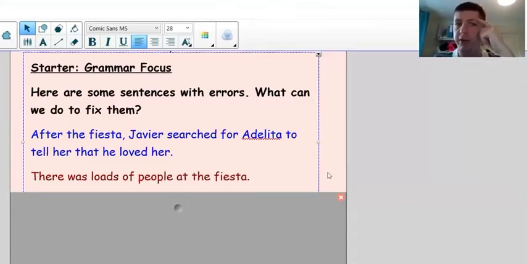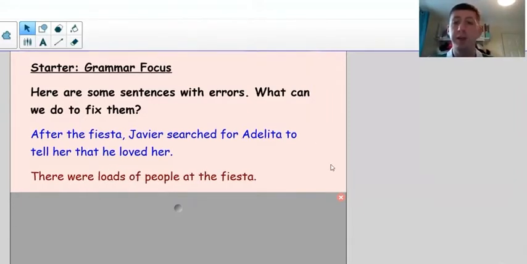Still doesn't sound completely right to me. I think there's one word that also needs changing. We don't say there was loads. We say there were loads because there's more than one person. If it was just one, you'd say was. But if it's more than one, if it's plural, we'd say were. So there were loads of people at the fiesta. There we go. Now we've fixed that. We've got one more to fix.